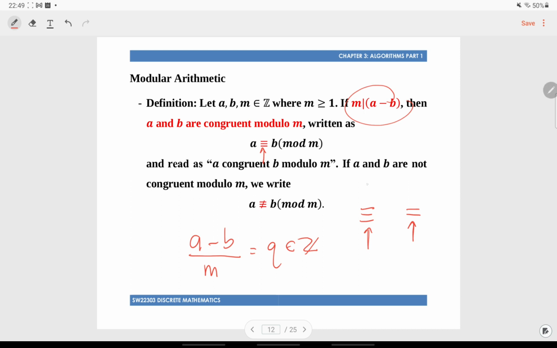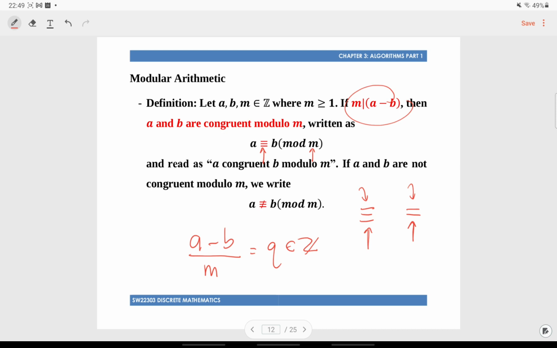The triple line could be a congruent or equivalence relation, so be careful with the notation. It's totally different from the double horizontal line. For congruence, we use the triple horizontal line, and we put the modulo value inside parentheses like this: a congruent b mod m.